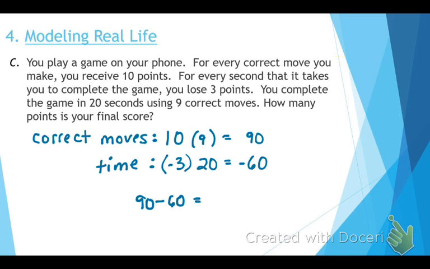Take the sign of the larger number. So what's the answer? 30. All right, be careful. Don't complicate a simple problem like 90 minus 60. It's just 30. And then because it's a modeling real life problem, we have to remember to attach the units. The question says how many points is your final score? The answer is 30 points. Remember, for modeling real life, always make sure you have some kind of units attached.